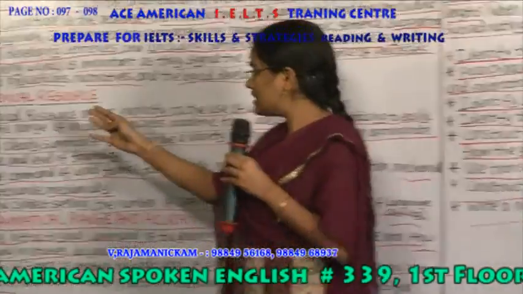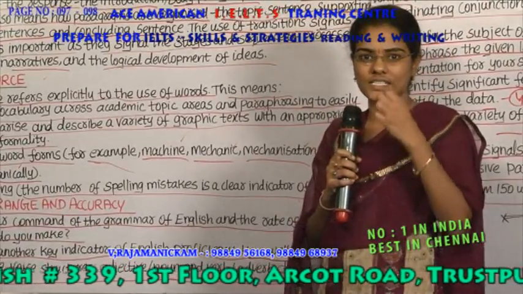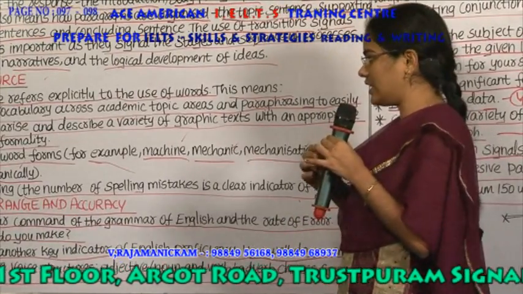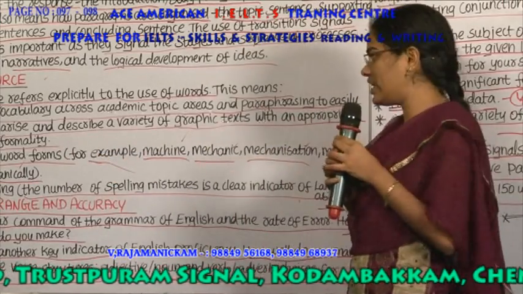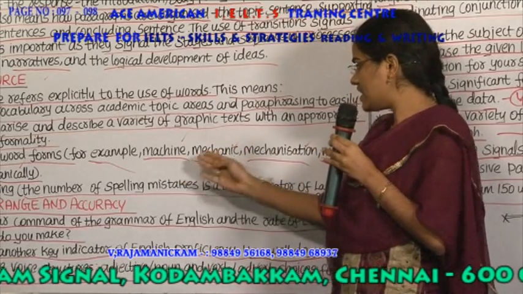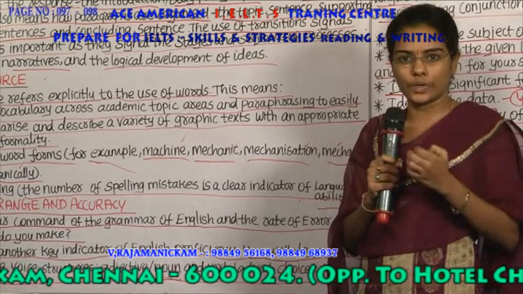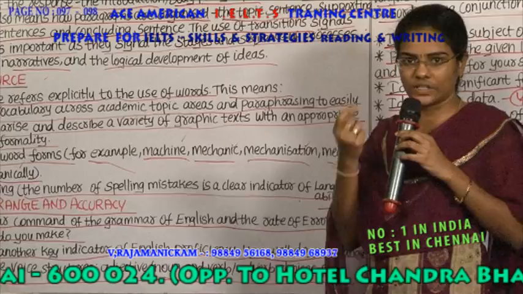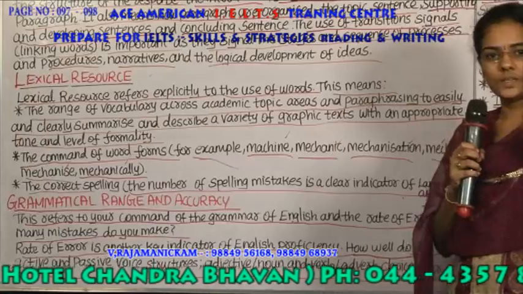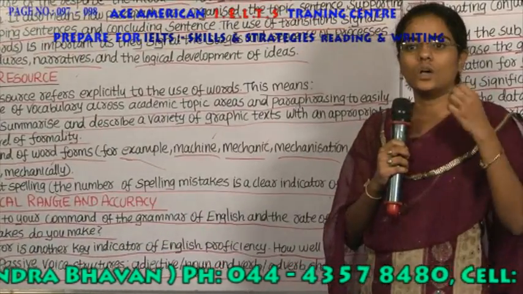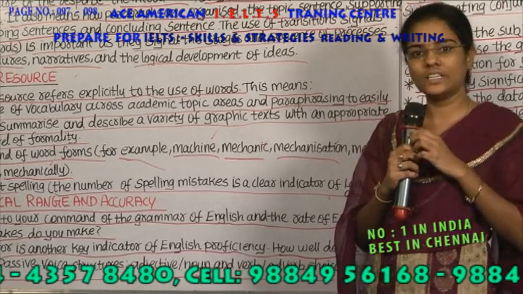Then lexical resource. In that lexical resource, we use that academic topic. We can arrange the sentences perfectly in the related topic. Then we can use the command of words. What does command of words mean? For example, machine and mechanic. In these words, which is the subject, which is the verb, which is the adjective. First we identify the word, then we write it. And then next, the correct spellings. Spelling mistakes show your ability in English. We can rectify those spelling mistakes.